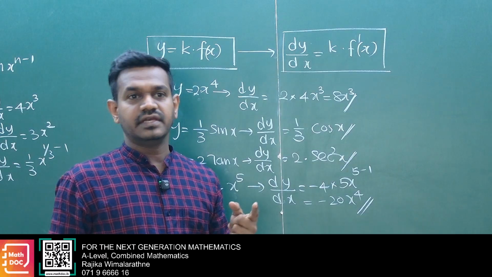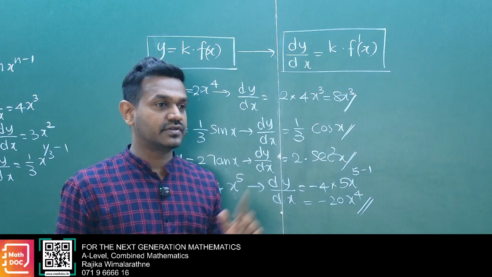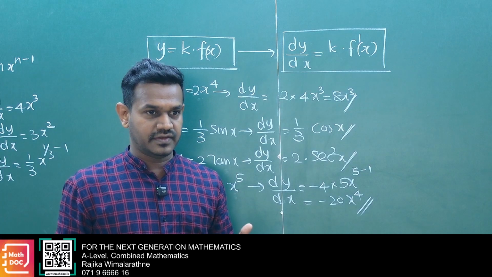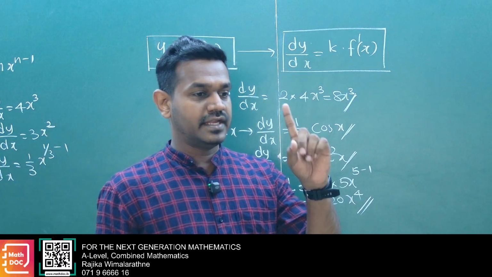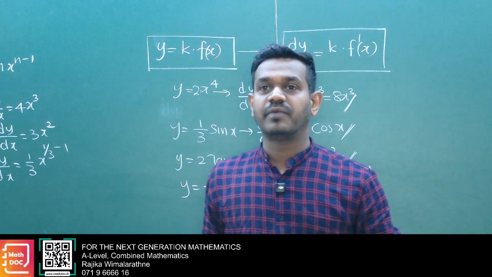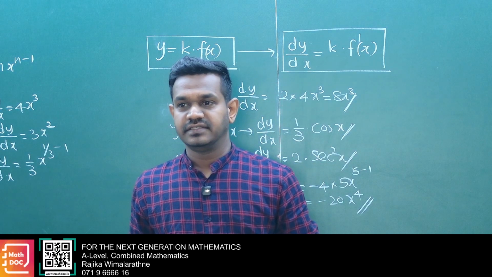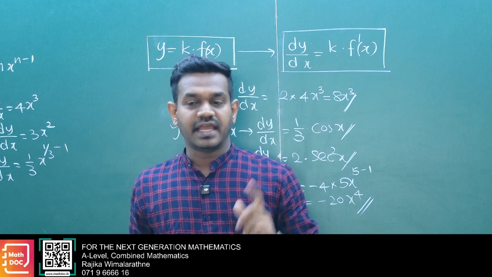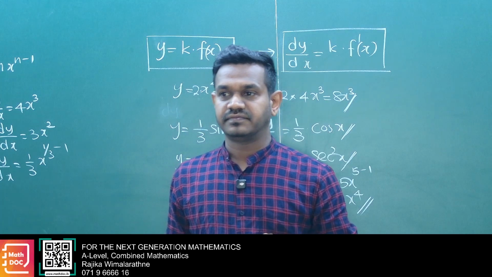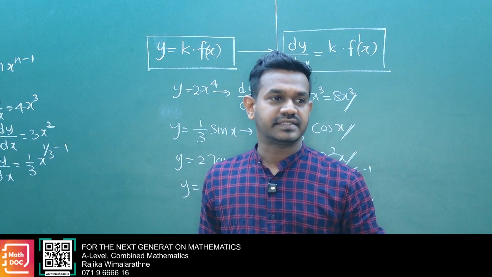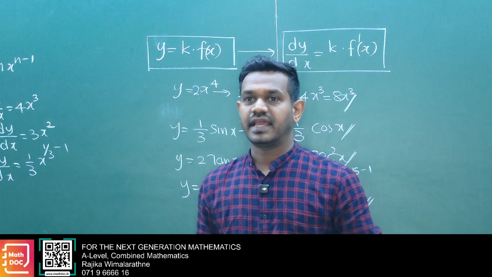So here we get derivatives. Derivative means the gradient of the tangent drawn to the curve at a general point. Okay, that's how we differentiate the first one. Write down the first rule. Rule number 1: scalar multiple rule.